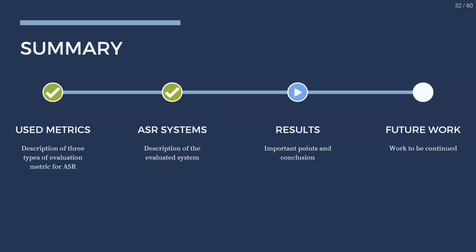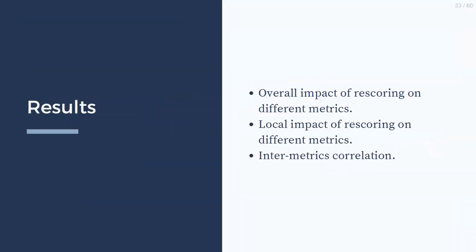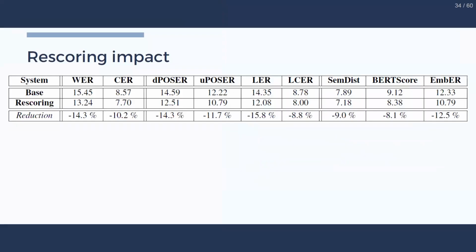So now let's take a look at the results. We will take a look at the overall impact of the rescoring and the local impact, and then we will see the inter-metrics correlation. So here, to read this table, you have the list of metrics and two different scores for our two systems: the system without the rescoring and the system with the rescoring. The reduction is the relative gain due to the rescoring. And we can see that the rescoring improved the performance for all metrics.